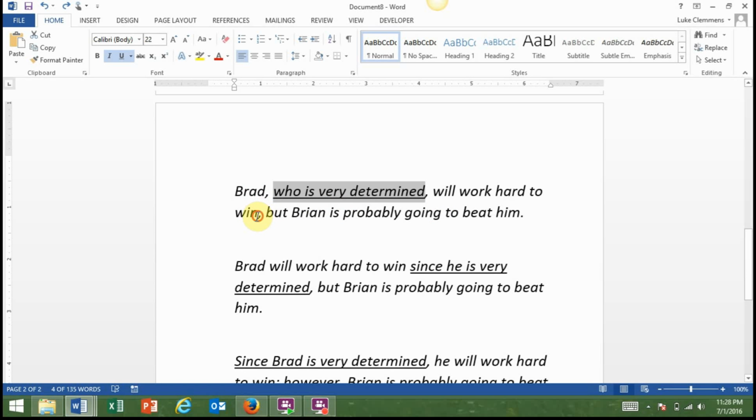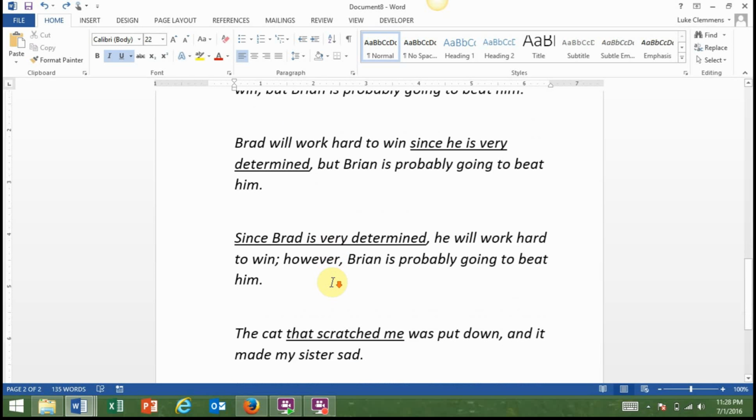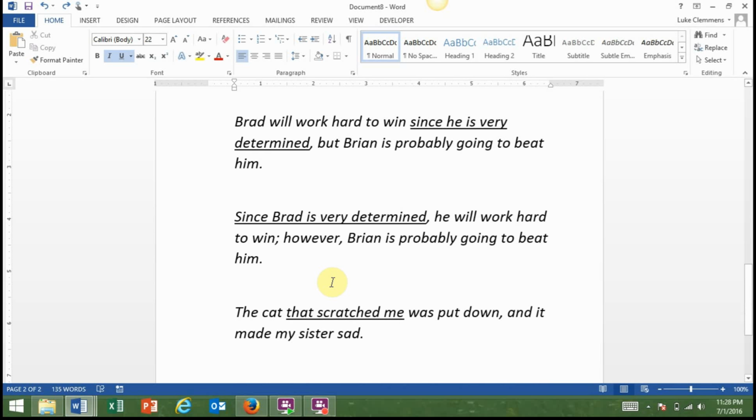Okay, then comma conjunction. Okay, which shows us that we're about to see another independent clause. Brian is probably going to beat him. That by itself could be its own sentence, independent clause. So we have Brad will work hard to win, independent clause. Brian is probably going to beat him, independent clause. And then we have our relative clause, or our subordinate clause up here. Okay, so let's change this a little bit. There's a lot of ways that we can have a compound complex sentence. They're complicated. They can be written a variety of ways that make the same point.